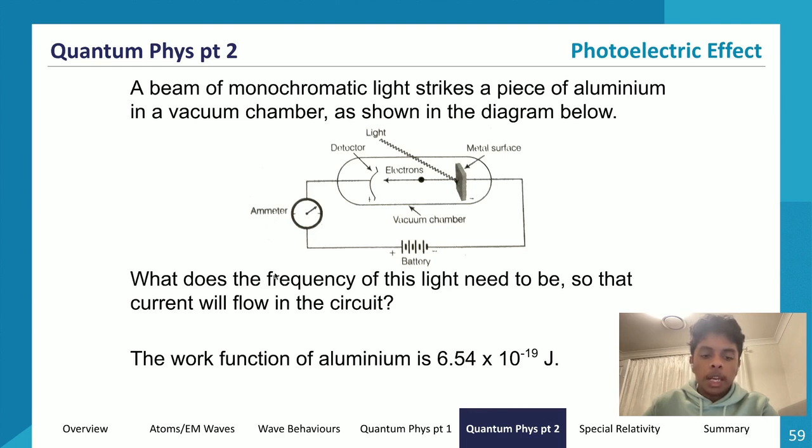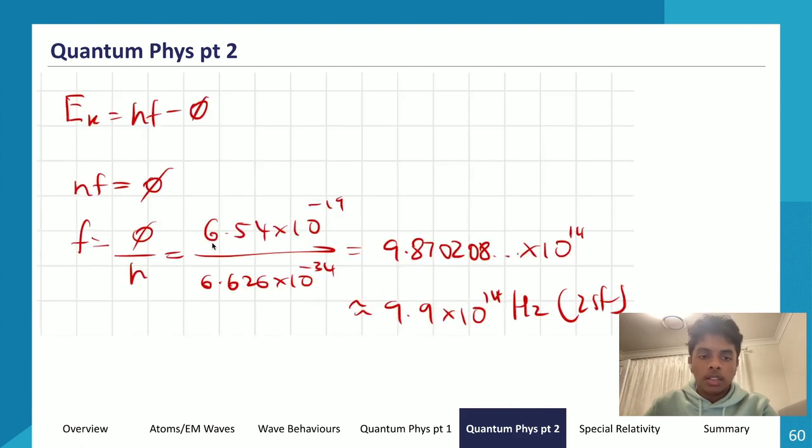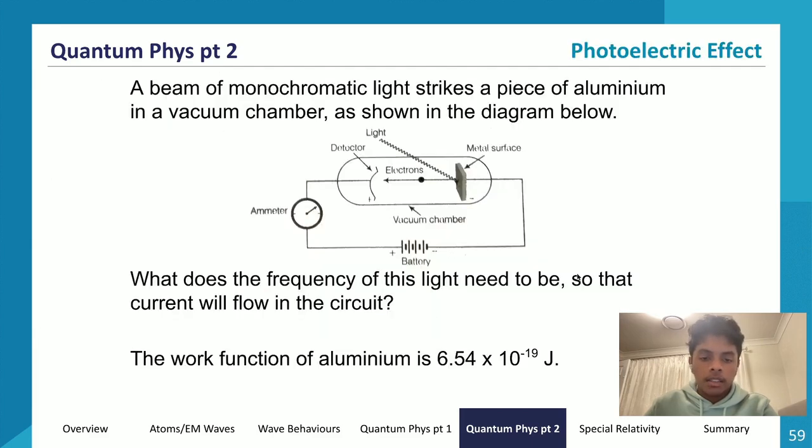So we need the minimum. We're basically trying to find the minimum energy for the current to flow through the circuit. The work function of the aluminium is 6.54 times 10 to the power of negative 19. So what are we looking for? Well, we're looking for the threshold frequency. So let's calculate the threshold frequency now, because that is the minimum amount of energy needed for current to flow in the circuit, right?